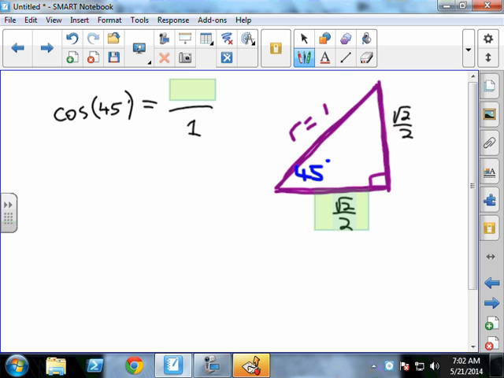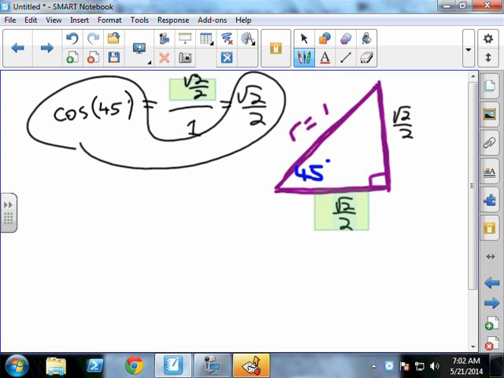And the adjacent side is rad 2 over 2. So rad 2 over 2 over 1 is just rad 2 over 2. Okay? So the deal is the cosine of 45 degrees is rad 2 over 2. It's the length of that adjacent side.